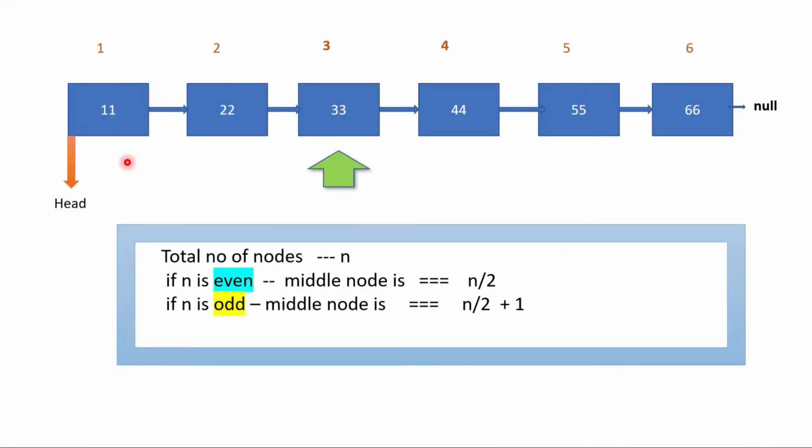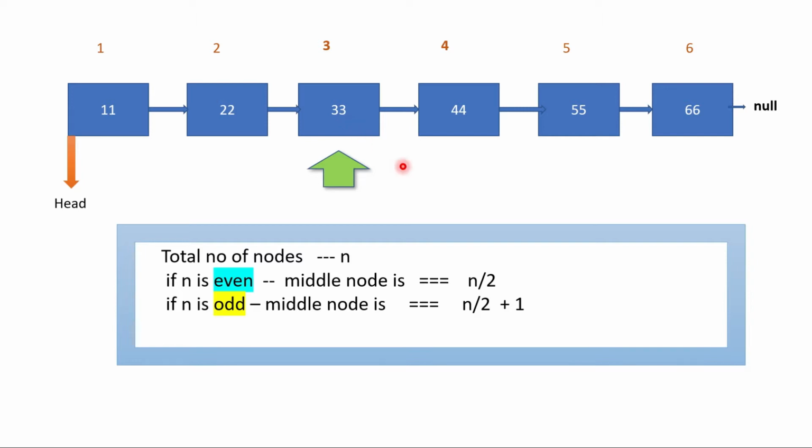Suppose this is one linked list with 6 nodes. So the total number of nodes n is equal to 6. So what is the middle point? As it has an even number of nodes, we are considering the middle node to be n by 2. In this case it is 6 by 2, which is 3, the third node.